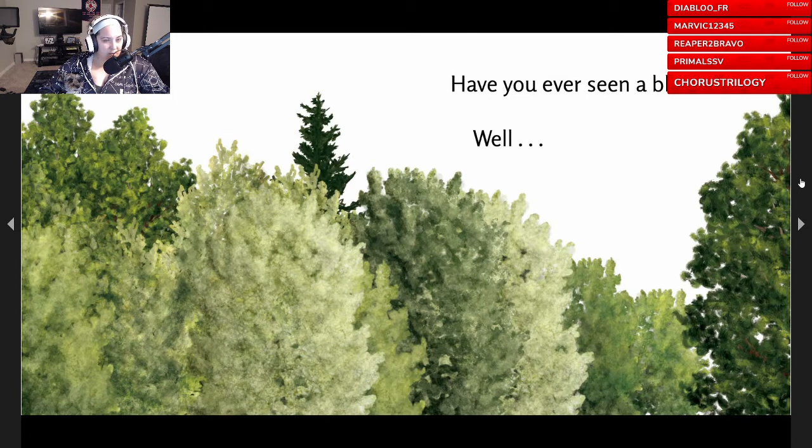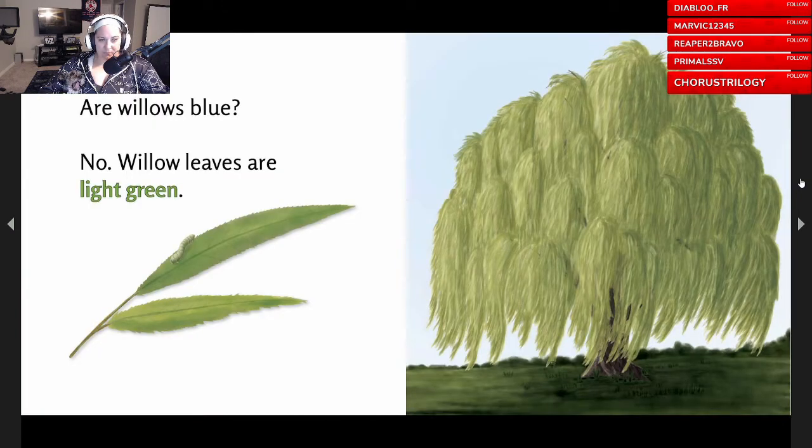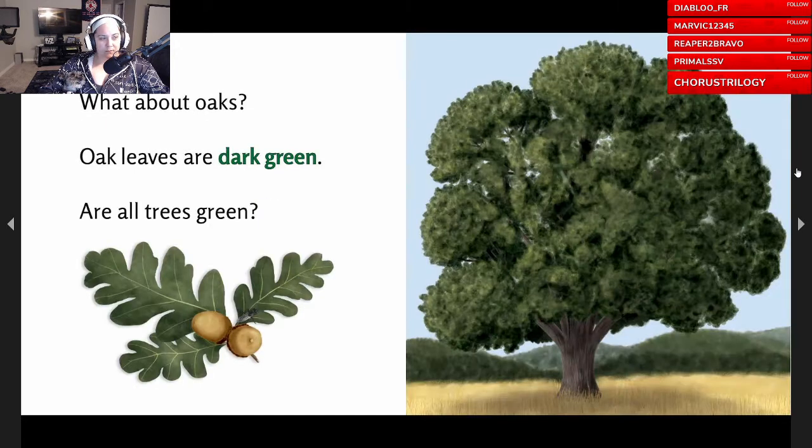Have you ever seen a blue tree? Well, are willows blue? No. Willow leaves are light green. What about oak trees? No. Oak leaves are dark green. Are all trees green?